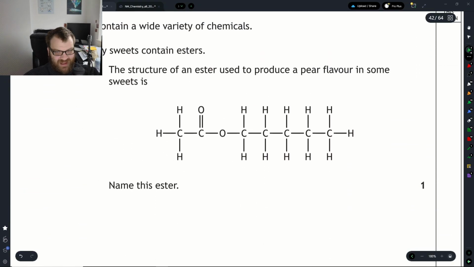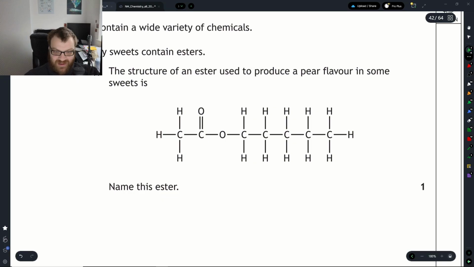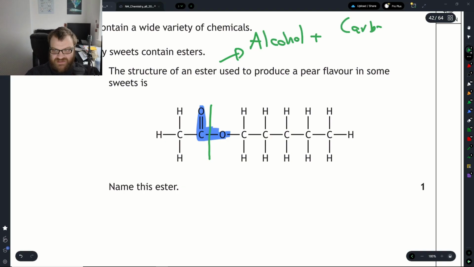This one with the name of the ester, you split it in between the ester link. So our ester link is here, split it here. Esters, I did this earlier, are made from an alcohol and a carboxylic acid.